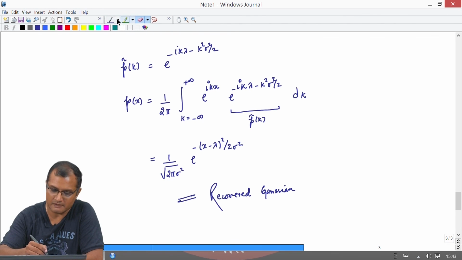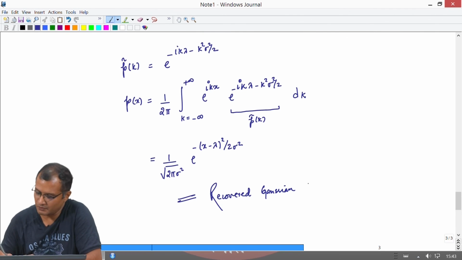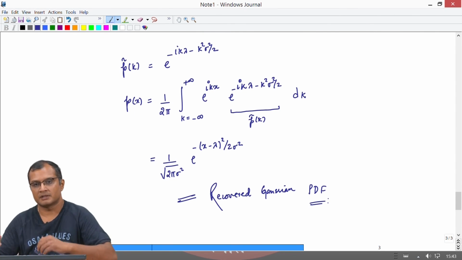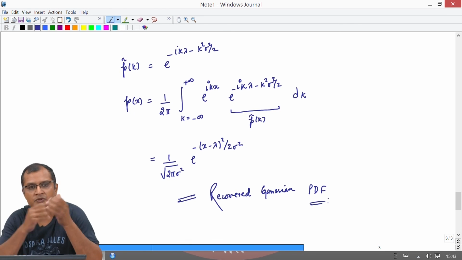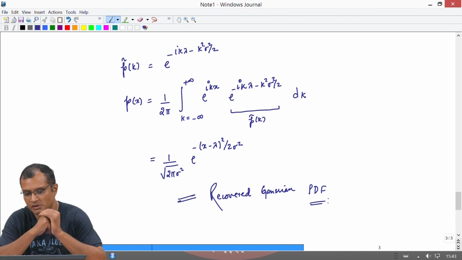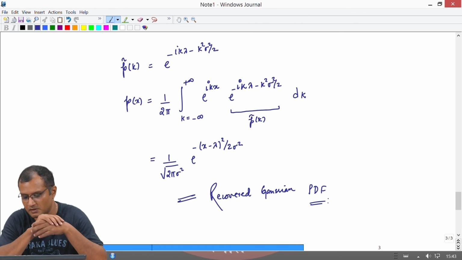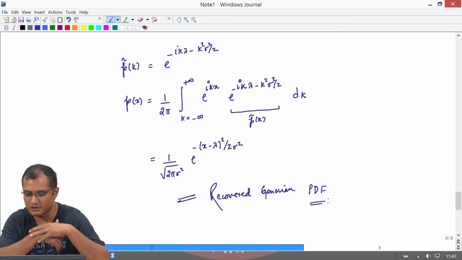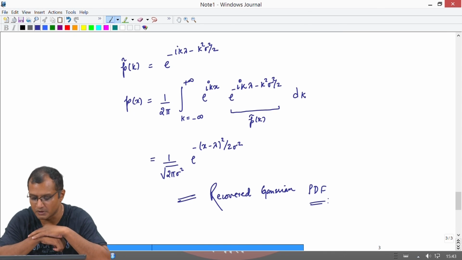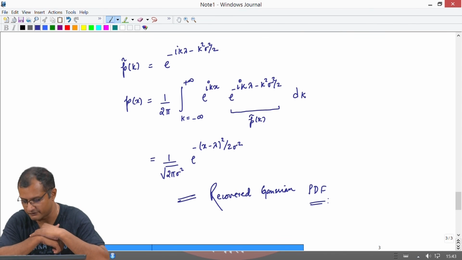In general, you can construct any PDF like this. Suppose you know all the cumulants. If you know all the cumulants, then you can simply construct the cumulant generating function. Suppose you have 5 cumulants and there are only 5 cumulants in this distribution, just write down the expansion, compute your cumulant generating function and take its inverse Fourier transform. That would give you your PDF.